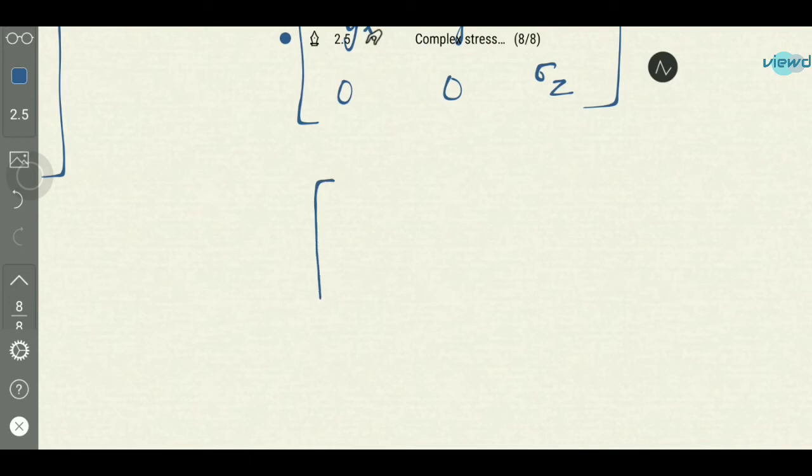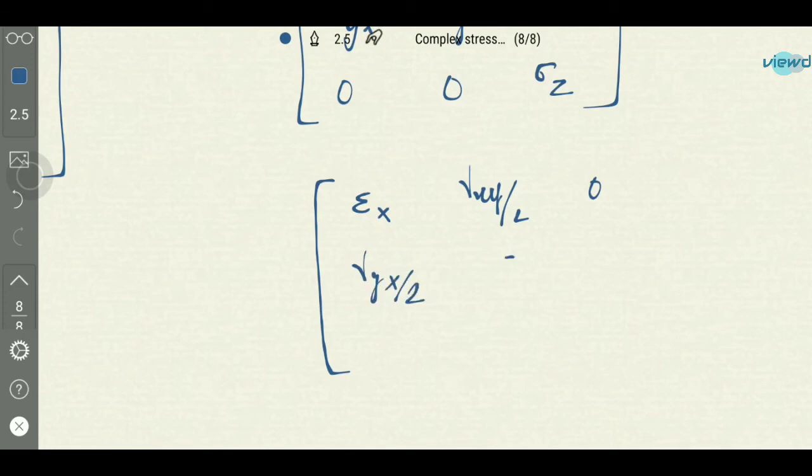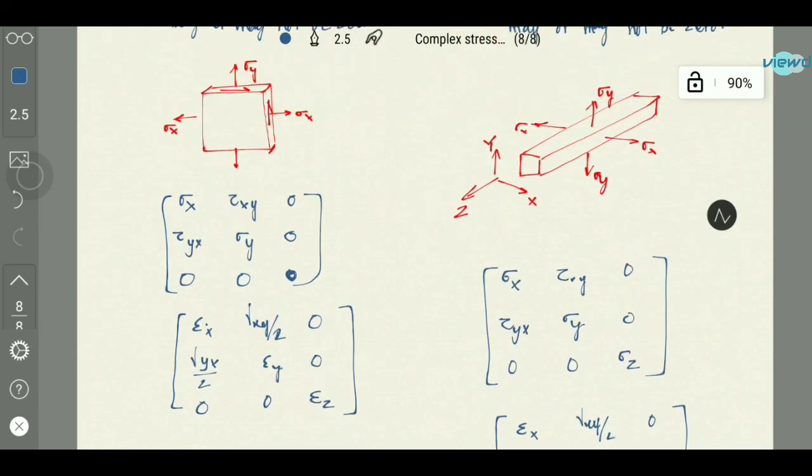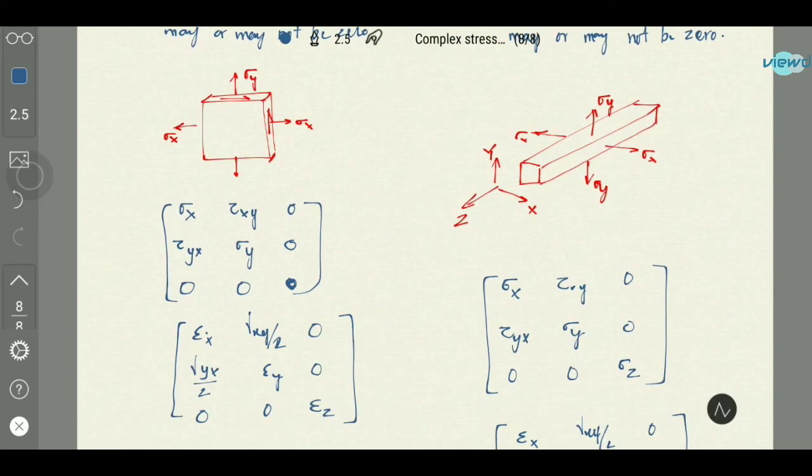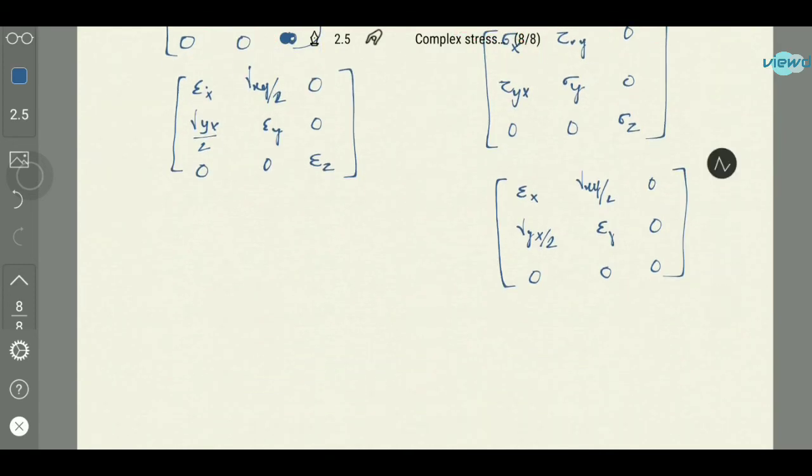And next is strains in plane strain. Epsilon x may be present, gamma xy by 2 may be present, and gamma xz by 2 is absent, which is 0, and gamma yx by 2 will be present, and epsilon y will be present, and here gamma yz by 2 will be 0, gamma zx will be 0, and gamma zy divided by 2 is 0, and epsilon z will be 0. So this is the difference between plane stress and plane strain conditions. And questions may be asked on this. A diagram will be given, and you state whether it is plane stress or plane strain condition.